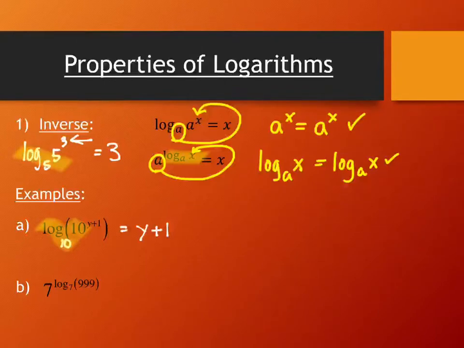The same thing happens on part B, right? So we see the base 7 in exponential form, and then we see the log base 7 in log form. Those are inverse operations, hence they cancel each other out, leaving you with 999. So it's a beautiful inverse property.